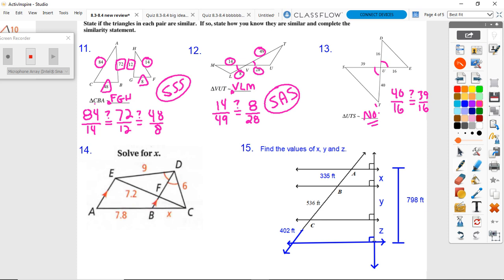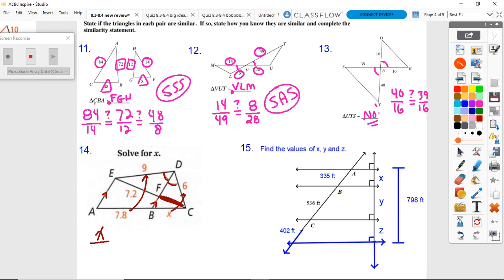All right, 14. Checking this one. I got a couple different things in play here. I have the angle bisector, and I have some parallel stuff happening. So this one shakes down rather neatly, actually. So I can just say, well, let's see. X is to 6 as 7.8 is to 9. Or you could find this missing piece and treat it as two separate triangles. And either way, you'll get that answer.